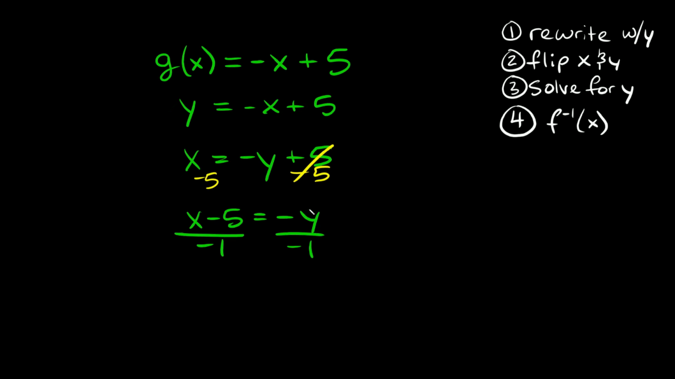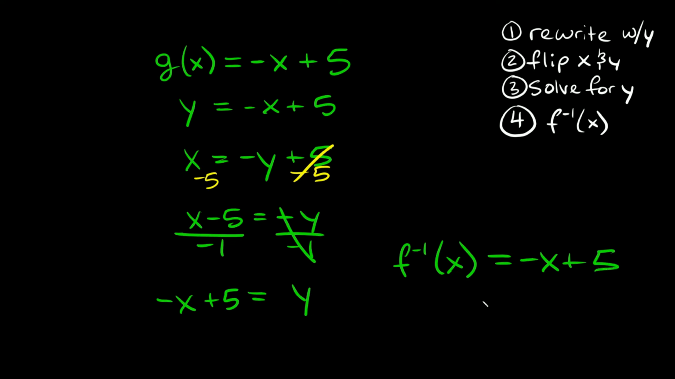So then we get, those cancel out, right? So then we get positive y is equal to x divided by negative 1, which is negative x. And negative 5 divided by negative 1 is equal to positive 5, right? So plus 5. Okay, cool. So we solved for y. So then the last thing is just plugging in our inverse function notation and saying that's equal to negative x plus 5, right? So there's your final answer.